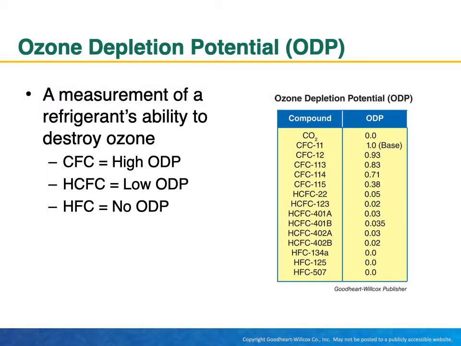Ozone depletion potential, or ODP, is a measurement of a refrigerant's ability to destroy ozone. CFC equals high ODP, HCFCs equal low ODP, HFCs equal no ODP. And on the right, you have an ozone depletion potential chart.